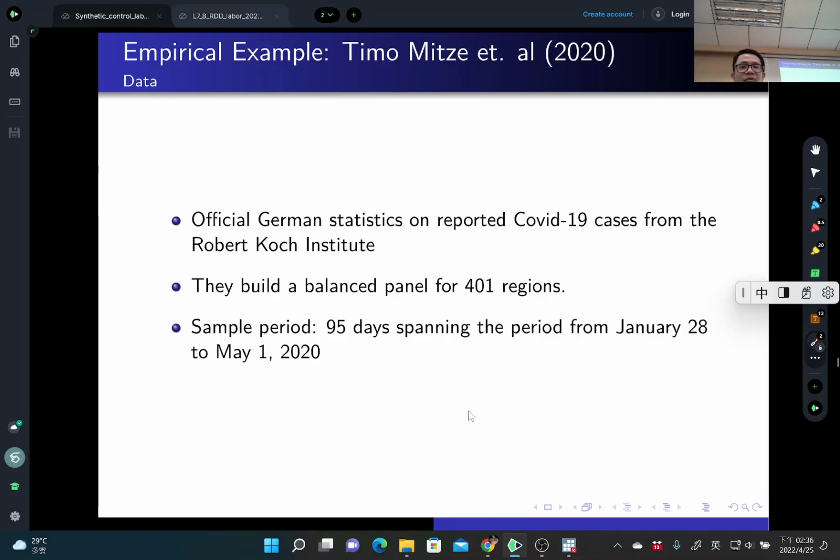The data they use is just open data. Every country, every region will report their COVID-19 cases, and the government collects this. It's daily-level data. Like our government, we also report such things. The regions in Germany number around 400, so they use the other 401 regions as the non-treated units for the synthetic control method. The sample period is from January 28th to May 1st, and the treatment happened on April 6th. So they have a sufficiently long period before treatment, which is also important for the synthetic control method. You need to match your outcome over a long time period to make sure you really capture the evolution of some unobserved characteristics over time.